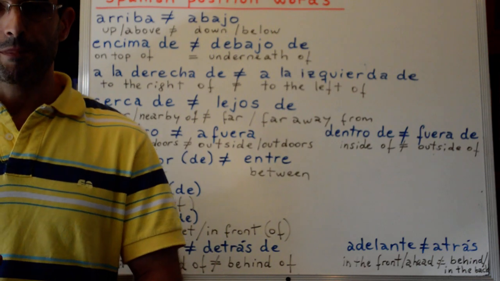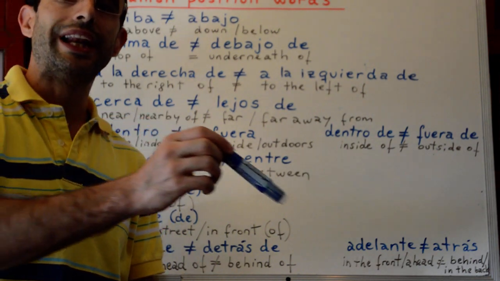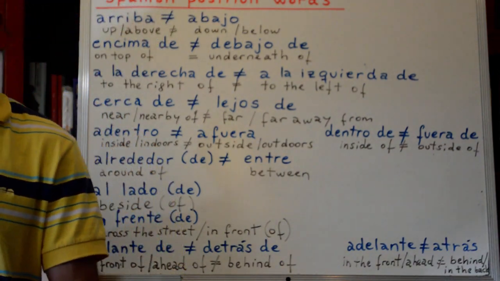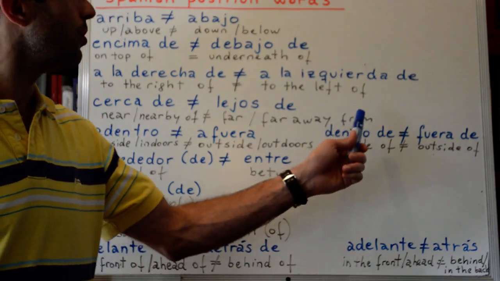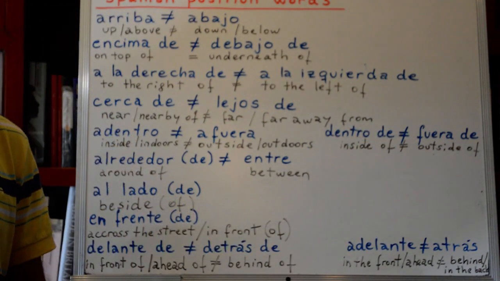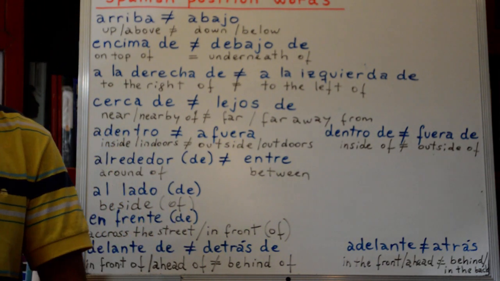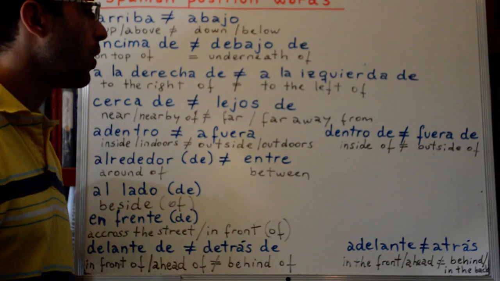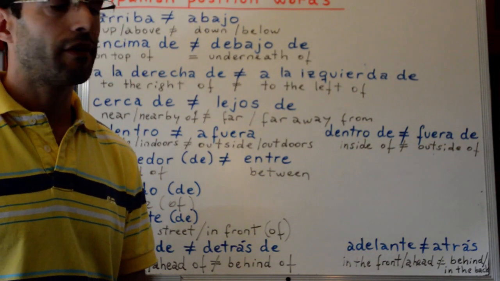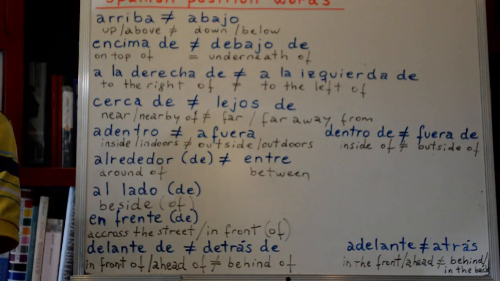We would say, el lápiz está dentro de la caja. The pencil is inside the box. Dentro de, inside the box. Yo estoy dentro de mi casa. I am inside my home, right? Juan está fuera de su casa. Juan is outside of his home, okay?